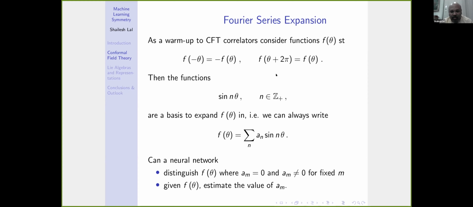And the question we'd like to ask is, can a neural network distinguish an odd symmetric function where a particular mode is absent from a function where that particular mode is present? That's the 0th order question. Then you could ask a slightly sharper question: if I give you a function, can the neural network give me an estimate of the value of a particular fixed Fourier mode?